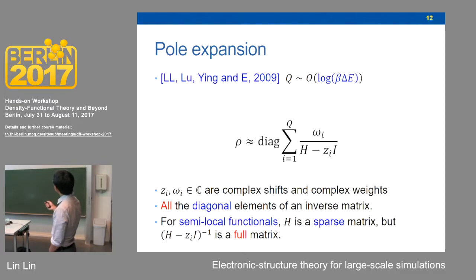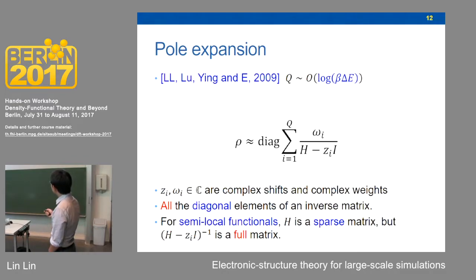So for the purpose of this talk, we can just think this rho, this Kohn-Sham map I talked about, can be almost equivalently, and this error can be made arbitrarily small, represented using this simple formula. And therefore, the only thing that you need to do is to figure out how to evaluate the diagonal of some inverse matrices of this form.